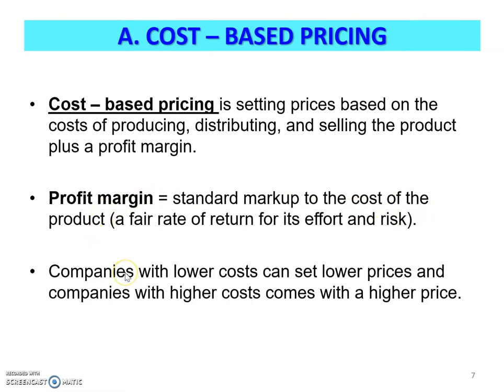So companies with lower costs can set lower prices, and companies with higher costs come with higher prices. So that is cost based, right? The price will be based on the cost first: how much we incurred costs for having or producing that product and selling that product, and then how much profit we want for it, the profit margin. And that will be the price.